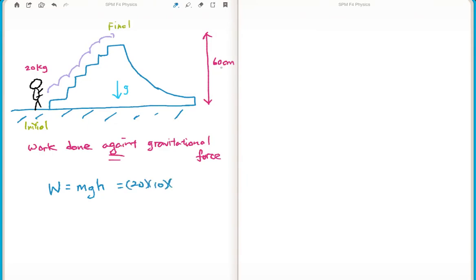You need to convert it into SI unit, which is 0.6 joule. Okay, 120 joule. Okay, that's it. So this is where the gravitational force is downwards, and the force is upwards.